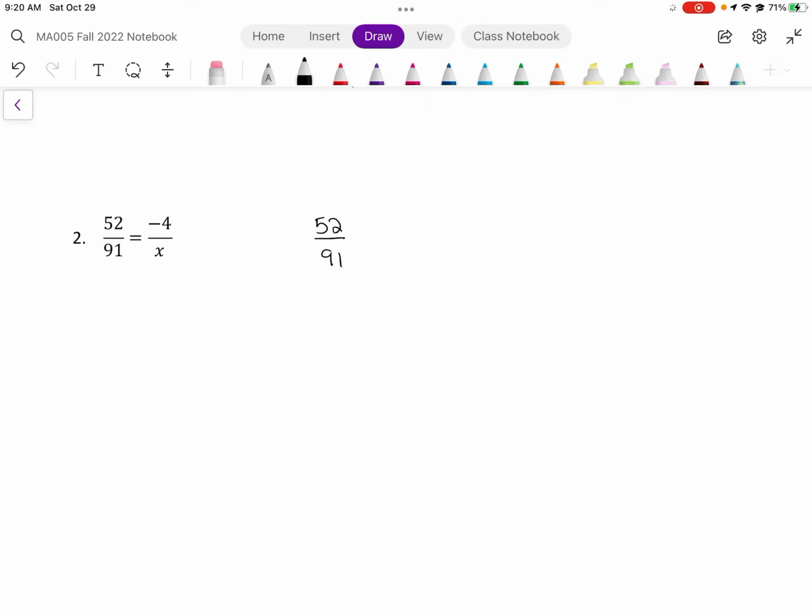All right, so we got 52 divided by 91, or 52 is to 91, as -4 is to x. All right, so I'm going to cross multiply, or multiply both sides by 91x is basically what we're doing. Just a little reminder. We get 52x equals -4 times 91.